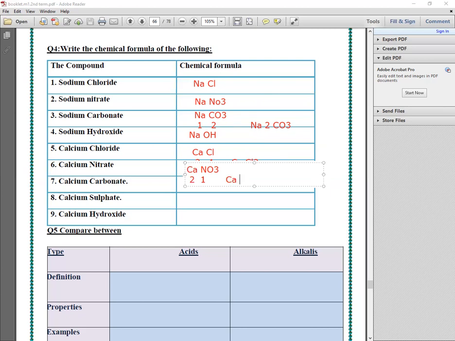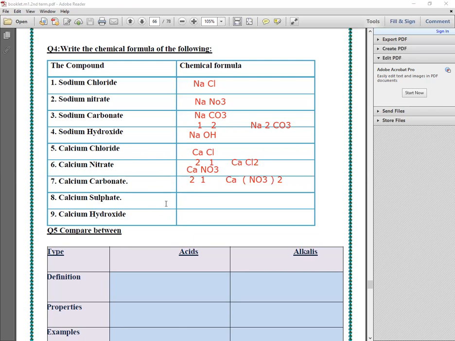Ca, between brackets NO3, close the brackets, and take 2. So the chemical formula for calcium nitrate is Ca take 1 and NO3 take 2, but put the atomic group between brackets. So Ca(NO3)2.